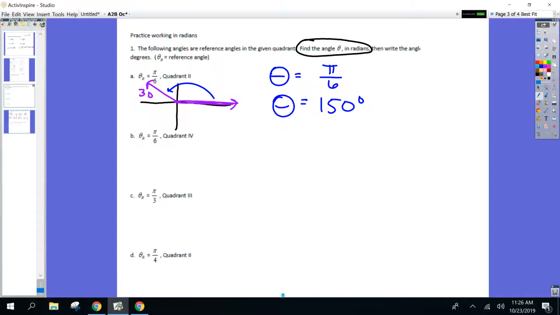150, right? What's pi over 6 again? That's 30 degrees. 30 times what gives you 150? 30 times what? Done. Do whatever you're going to do, but I got there pretty quick myself, Art.